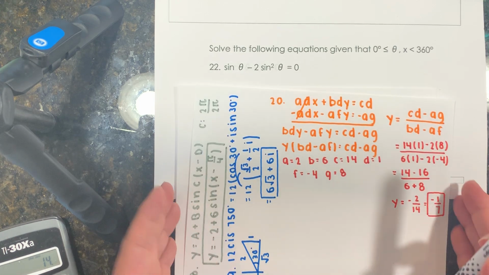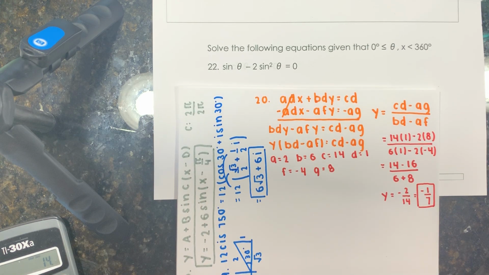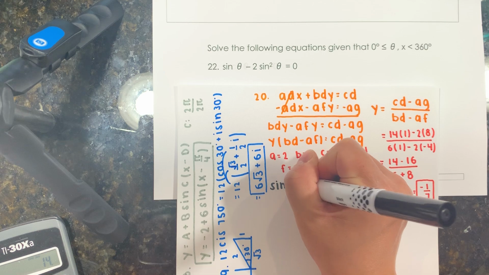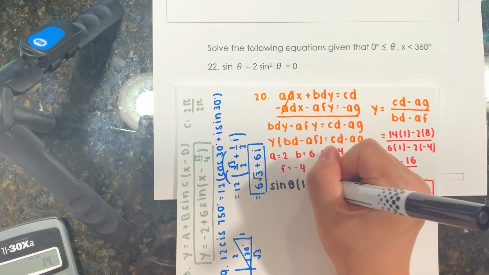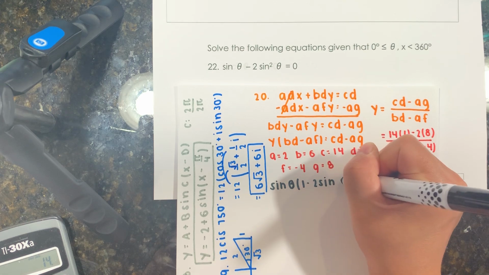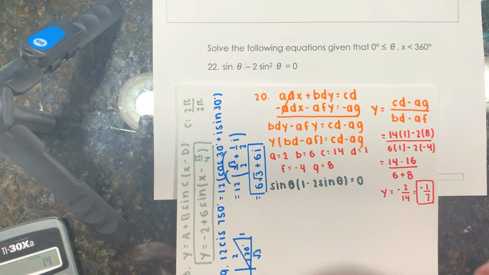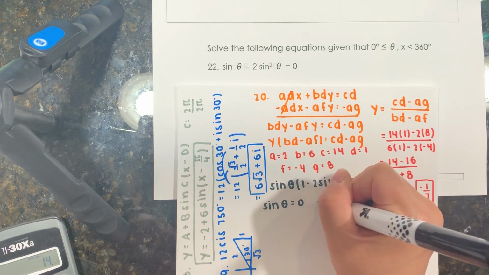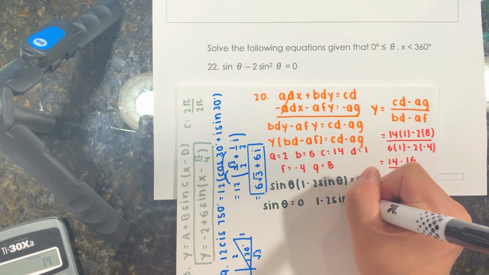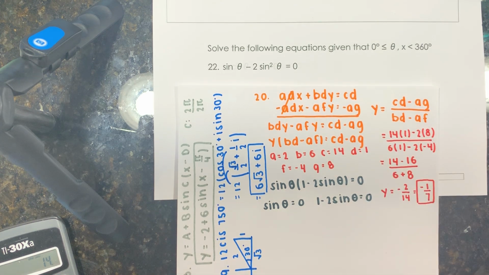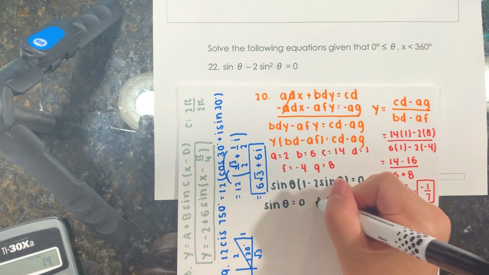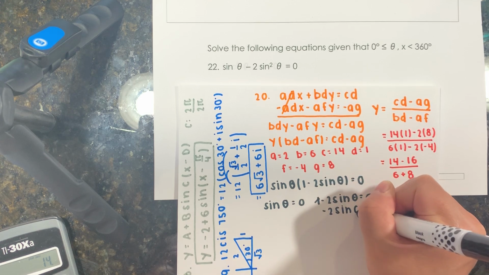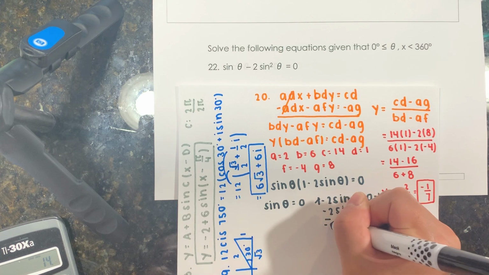Okay, number 22, the first thing that I recognize between these two equations is that I can factor out a sine from each of them. So if I factor out a sine theta, what's left inside would be 1 minus 2 sine theta. So I'm going to set each of them equal to 0. So I have sine theta equals 0. Then I have 1 minus 2 sine theta equals 0. If I move the 1 to the other side, it's going to become negative. So I have negative 2 sine theta equals negative 1, divided by negative 2.